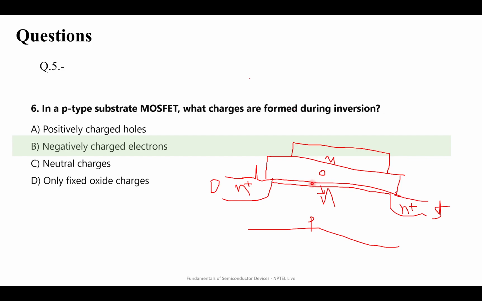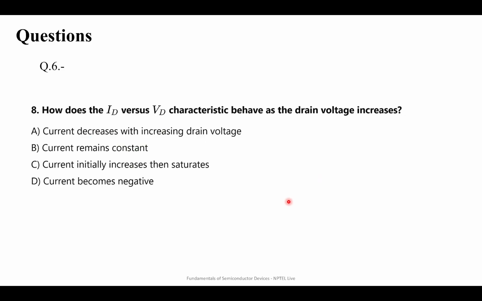Hence, you know that inversion layer only forms when your gate voltage is above your threshold voltage. So hence, all these are the answers to the previous question. Now we will move on to the correct IV characteristics.